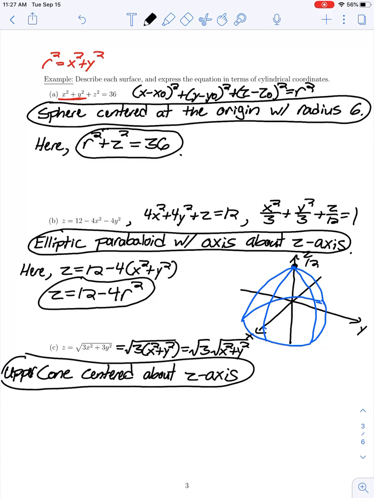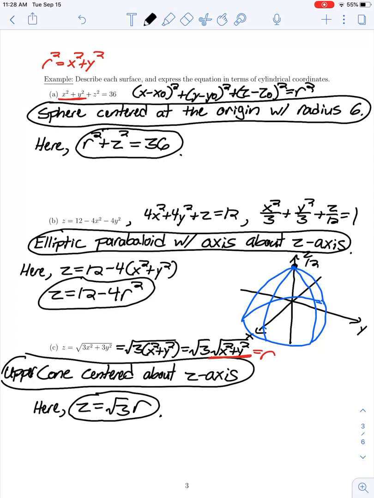So that would be a description of our surface, and then rewriting the equation for this surface in terms of cylindrical coordinates, we would have z is equal to the square root of 3 times the square root of x squared plus y squared, which is equal to just r in terms of cylindrical coordinates. So we would have z is equal to root 3 r for our equation of this cone in terms of cylindrical coordinates.